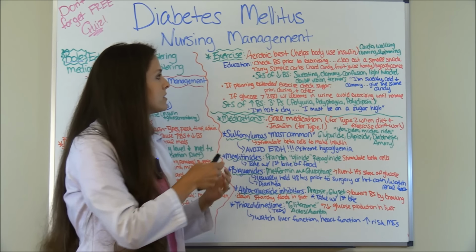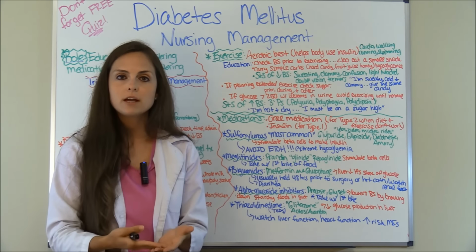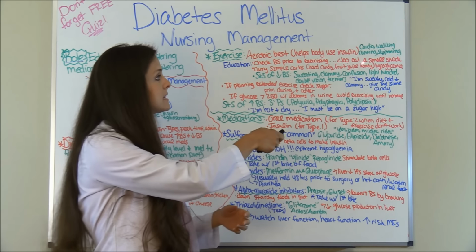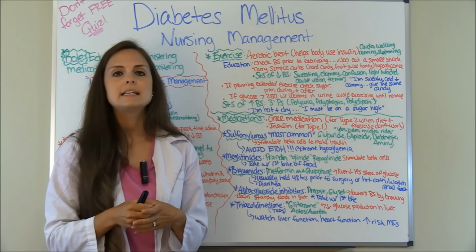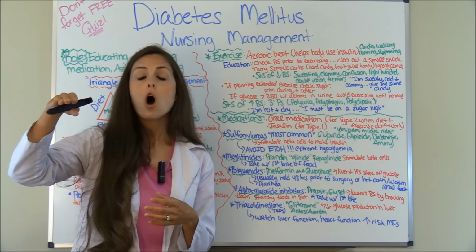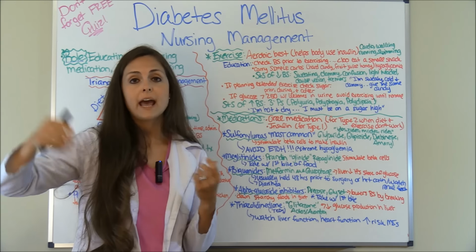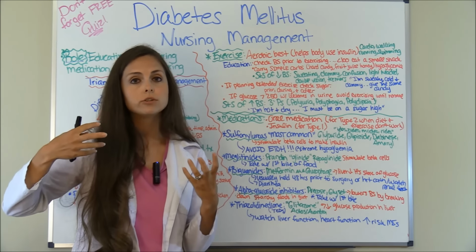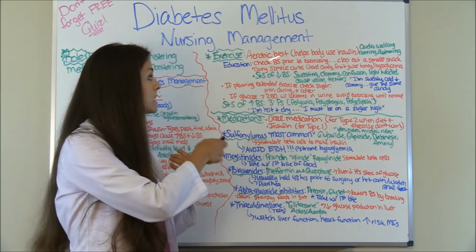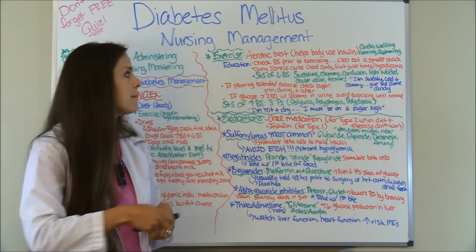So prior to exercising, they want to check their blood sugar. And if their blood sugar is less than 100, it's a good idea to eat a snack, because if you're already starting out on the lower end and you're going to exercise, because when you exercise you use glucose, you're going to bottom out and experience hypoglycemia.